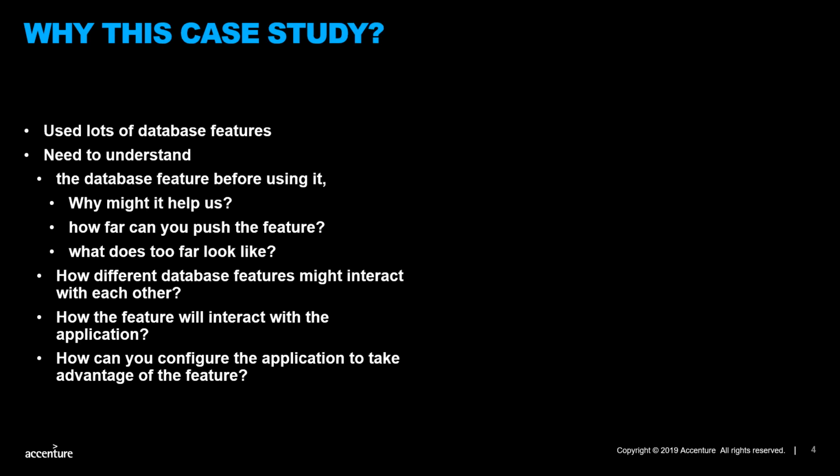So I've chosen this particular case study because there were a lot of features, and for every feature we needed to understand how it might work and whether it would help us. And then sometimes you have a choice for how that feature is going to be implemented, because you can push a feature too far and then it starts to give you difficulties. And what does pushing it too far look like for each of those features?